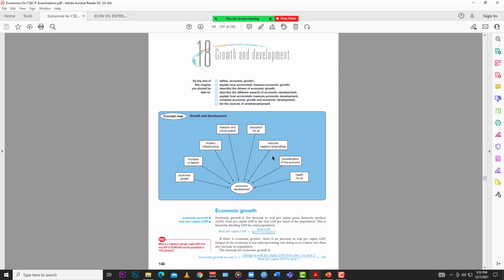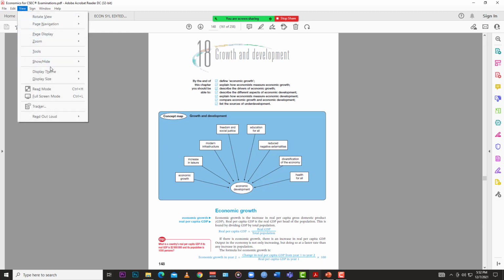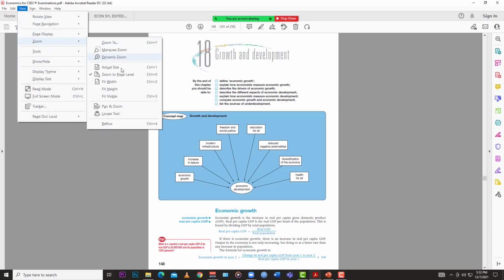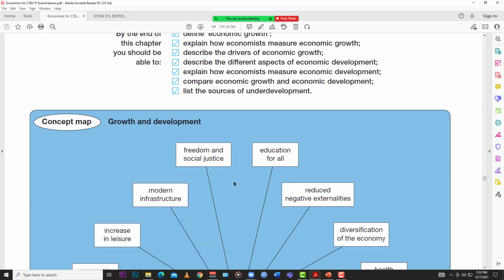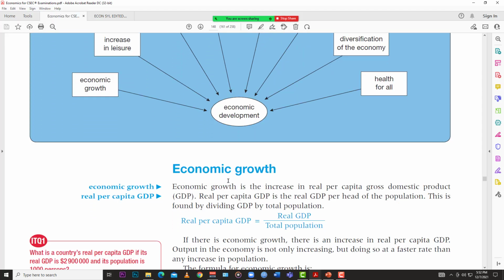So economic growth, what is it? Now economic growth is all about focusing really on GDP, right? It uses GDP to measure economic growth, right? So economic growth is an increase in real GDP, an increase in real per capita GDP, gross domestic product. Real per capita GDP is real GDP per head of population. This is found by dividing GDP by total population. So let's break down this.